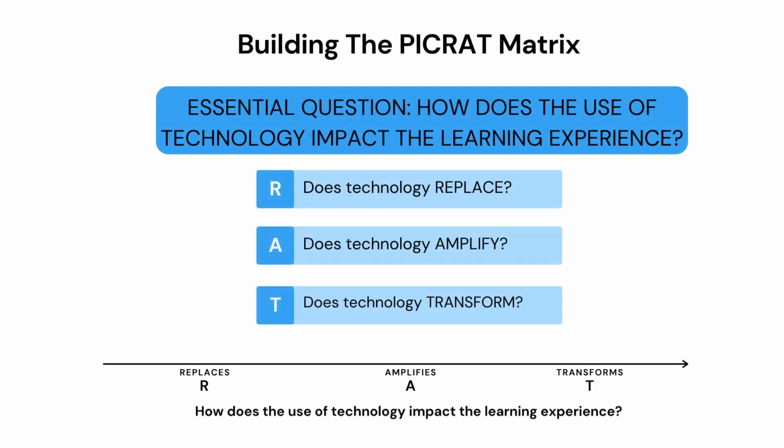Moving on to the second question, which is supported on the x-axis of the matrix, teachers are to ask themselves, how does the use of technology impact the learning experience? The RAT model of the PICRAT model presents 3 ways that technology can impact learning experiences of students. R, does the technology replace? A, does it amplify? Or T, does it transform the pedagogy?